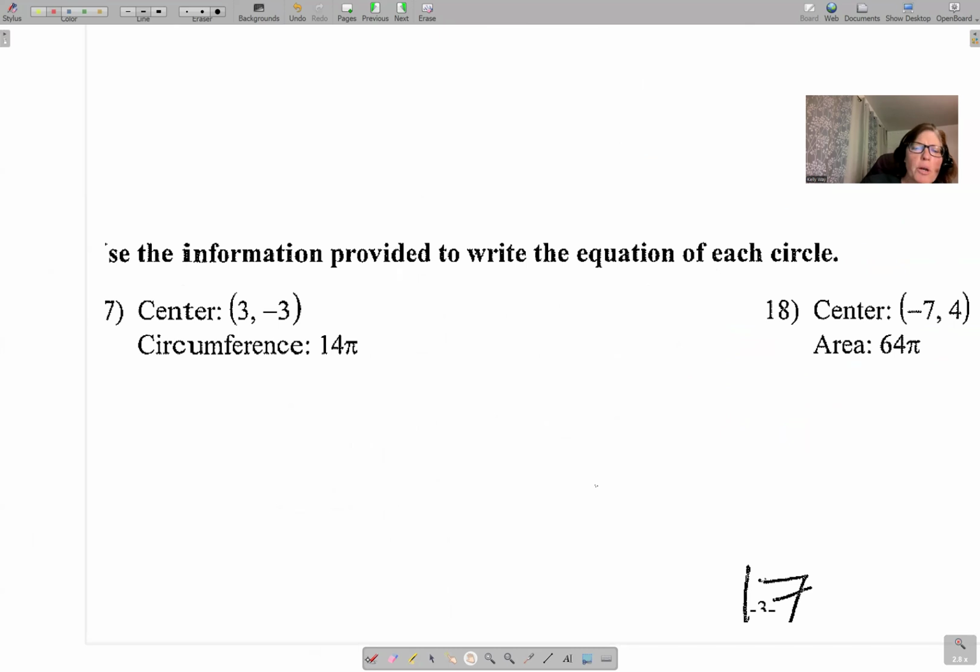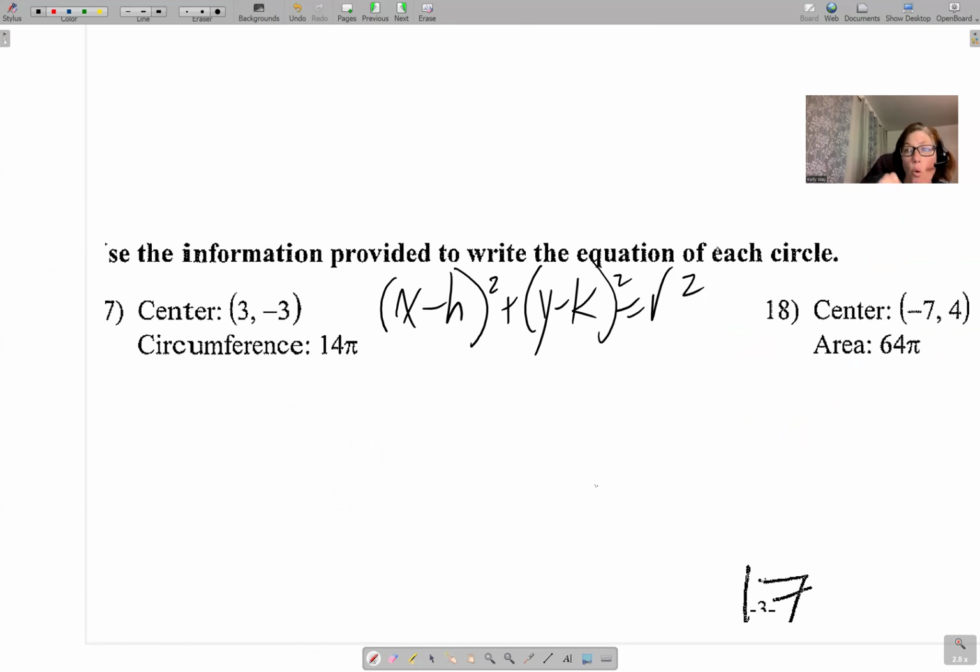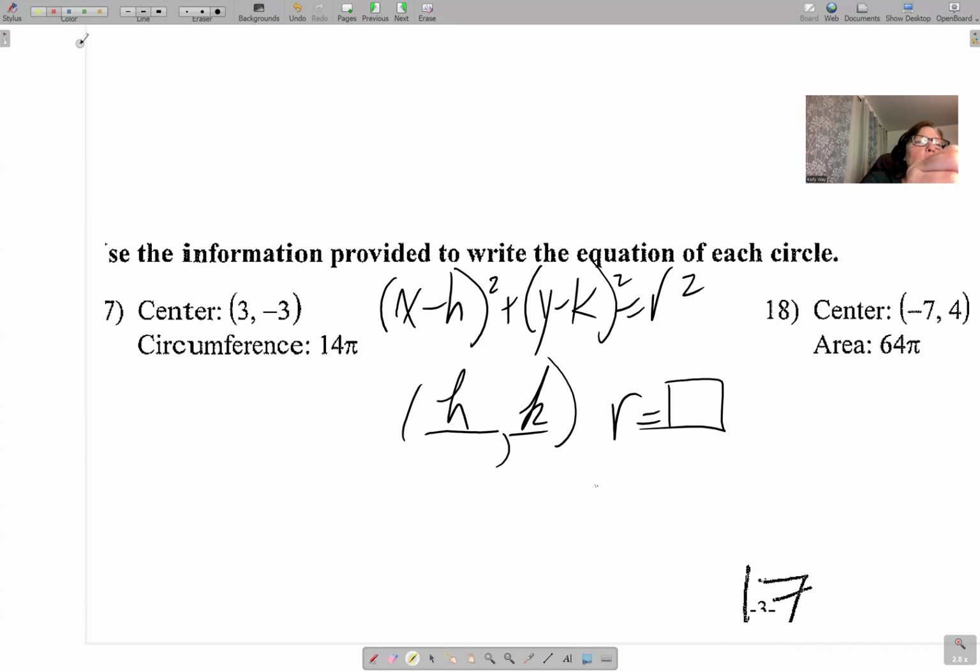You can use that equation down here to actually write x minus h squared plus y minus k squared equals radius squared. The only thing you need for an equation of a circle is the center coordinate and the radius. So when you look at your given information, ask yourself, what piece of that information am I still missing?